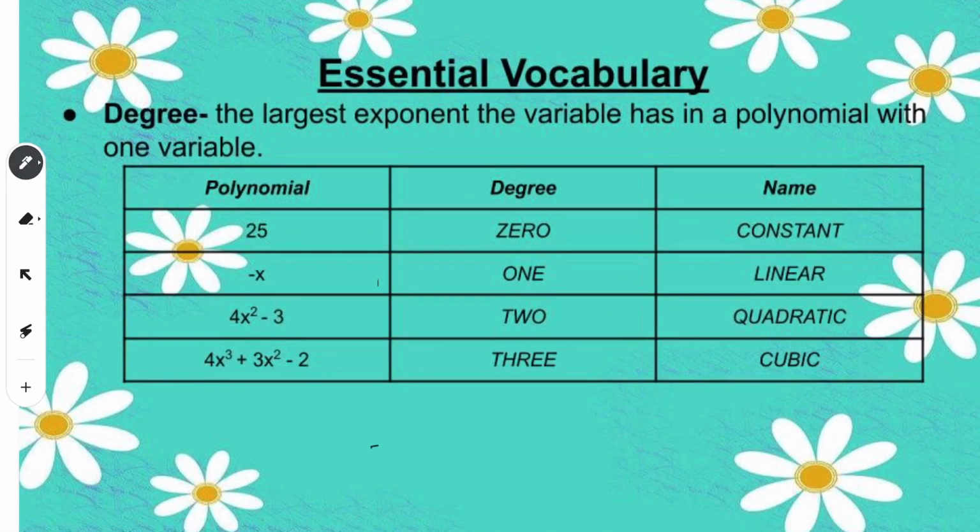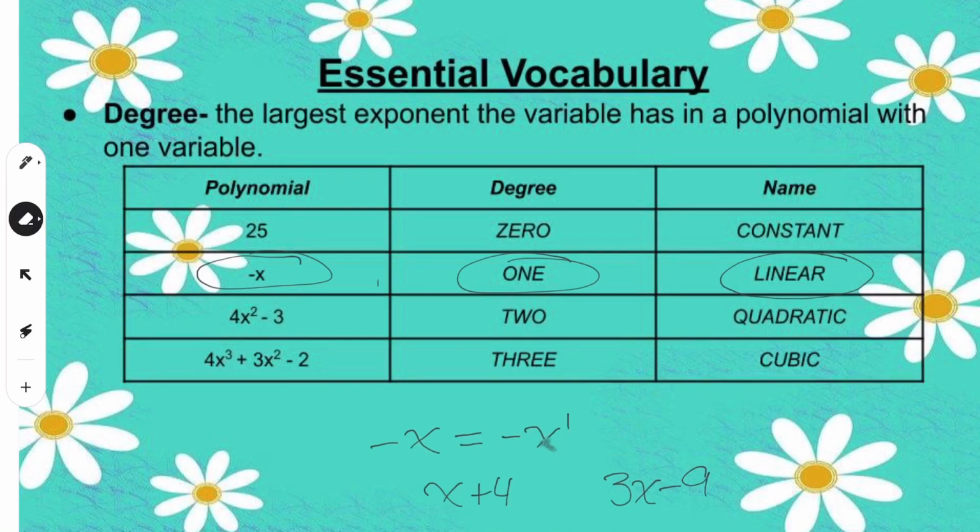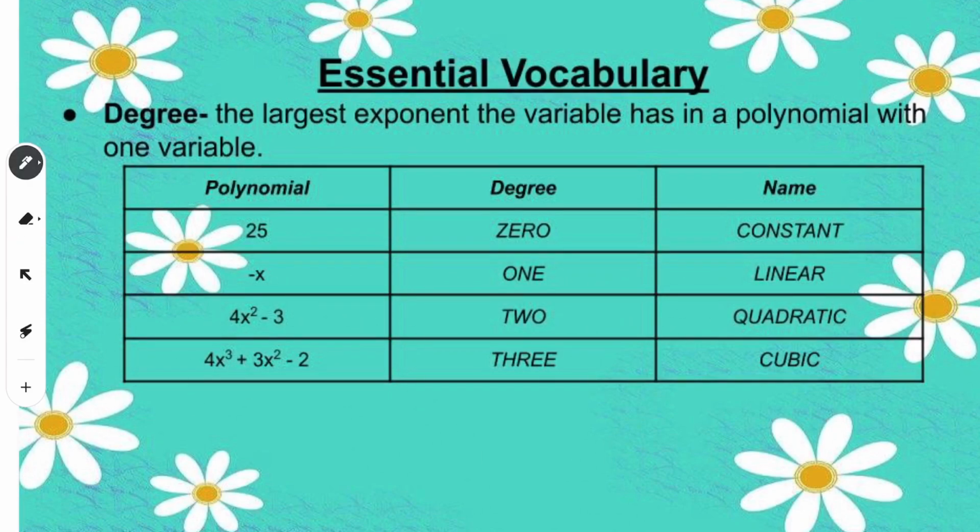Now on to negative x. If you see a variable term and you do not automatically see an exponent, we always assume that the exponent is 1. So negative x is the same thing as negative x raised to the power 1. Therefore, negative x has a degree of 1. And this is known as a linear polynomial. We've seen this all the time. You've seen x plus 4, 3x minus 9. We know what linear polynomials are already. So negative x has a degree of 1 and it is linear.